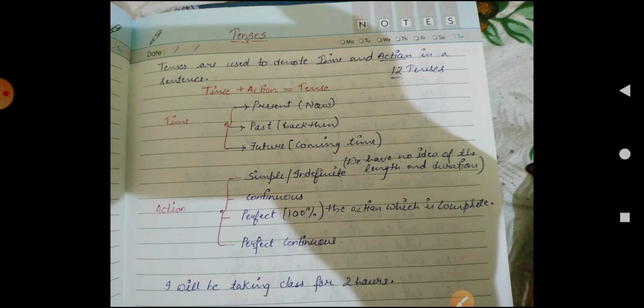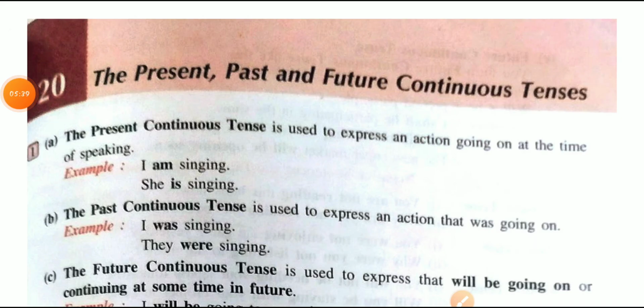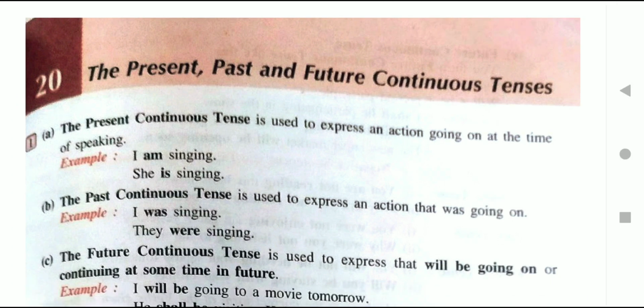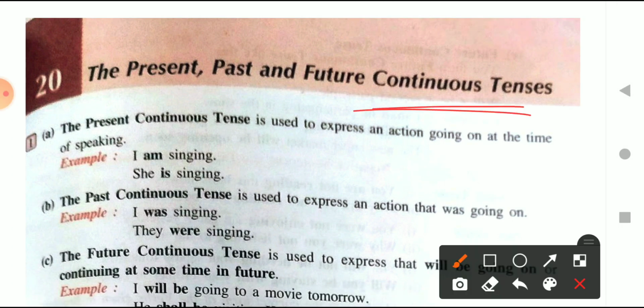These were the topics that we discussed in the previous video, and we also talked about simple present, simple past and simple future. Now students, moving on. In the previous video we talked about the simple or indefinite section of action, right? Now today we are going to talk about the continuous tense. Okay, continuous tense: present continuous, past continuous, and similarly future continuous.